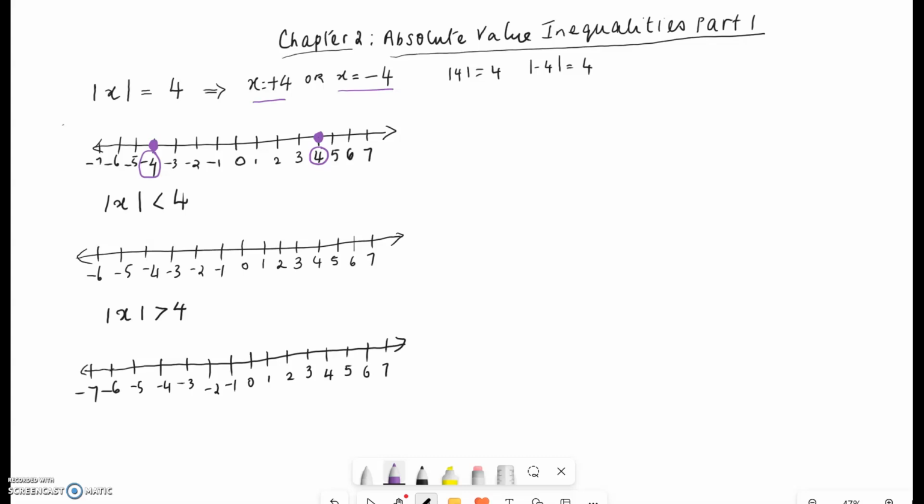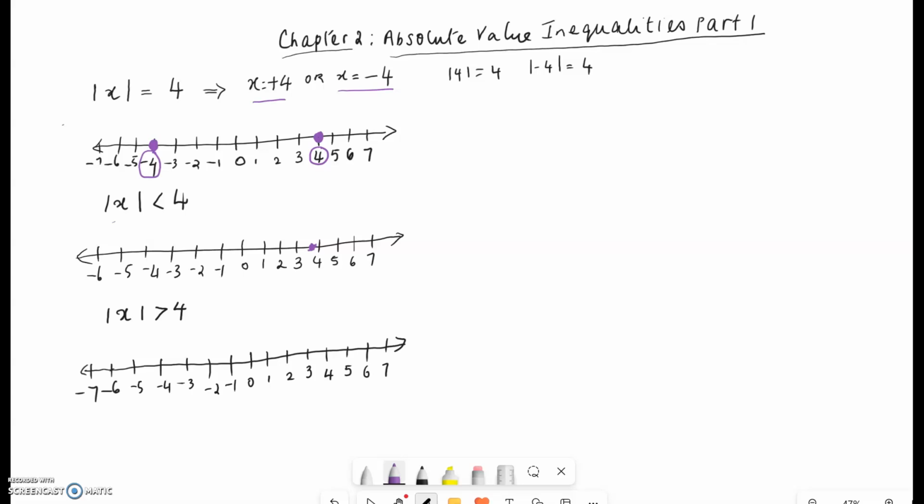Now let's look at this inequality. The absolute value of x is less than 4. So let's see what the solution to this inequality is. If the absolute value is less than 4, let's see what values fit this definition. Imagine a number, let's say, that sits here, a 3.9. Would that be part of the solution? Absolute value of 3.9 is less than 4, so that works.